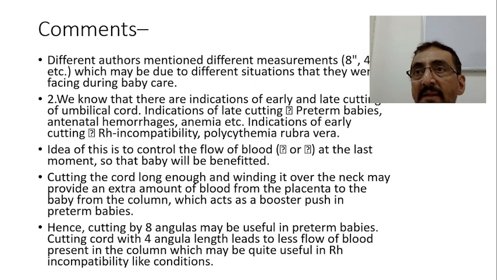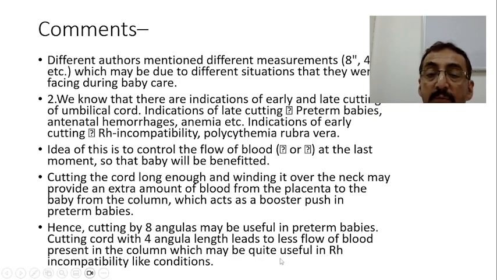So both are there. So when he says 8 angula length, definitely it may have some logic. He intended to provide an extra amount of blood to the baby. Okay, as we already have in the present practice also early cutting and late cord cutting practices. The 4 angula length which is mentioned, definitely it is for the normal baby. For a normal baby, a 4 angula length of the cord has to be cut. This is most suitable for normal babies.